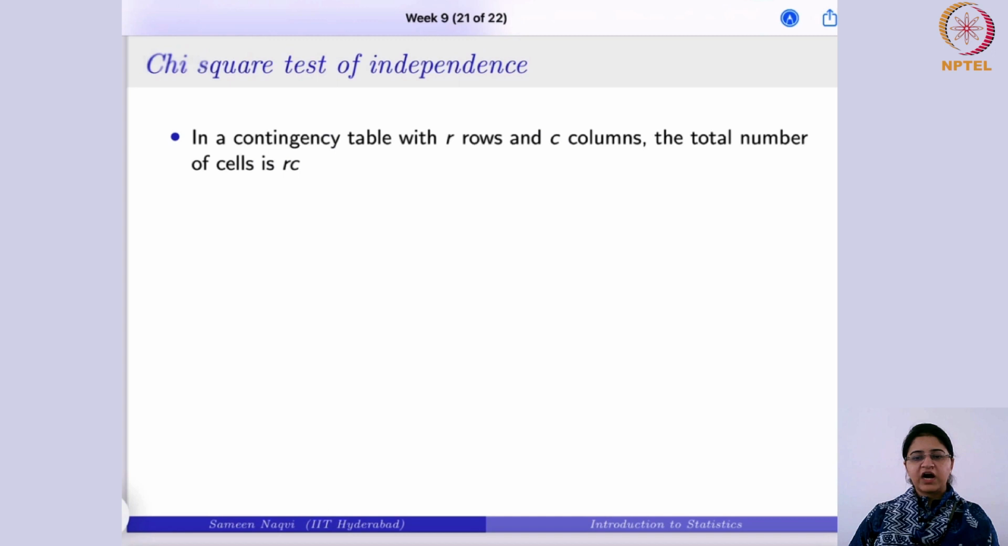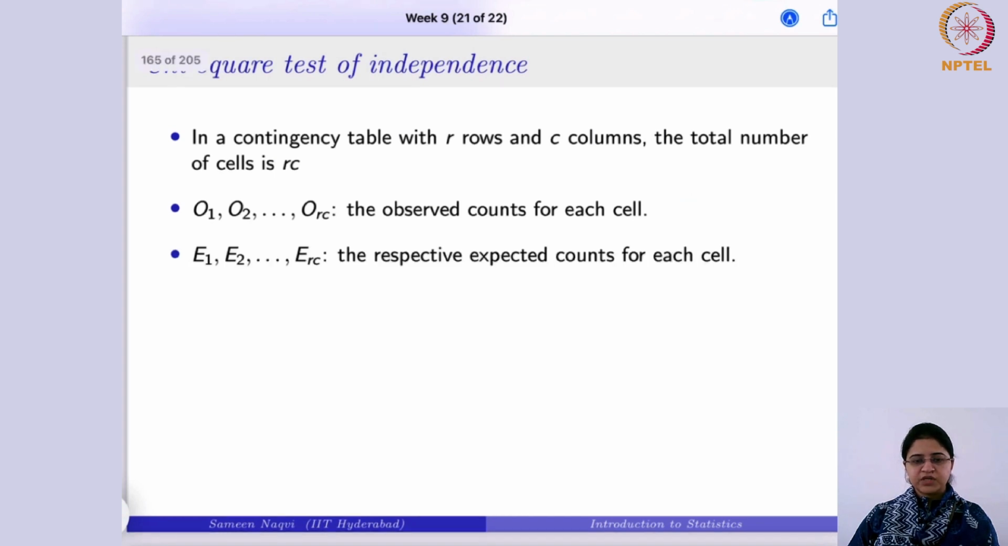So if you have R rows and C columns, the total number of cells would be R times C. Okay, so how many observed counts will be there? It will be O1, O2 and so on, if I am using this notation. Likewise, for expected counts, we can use E.